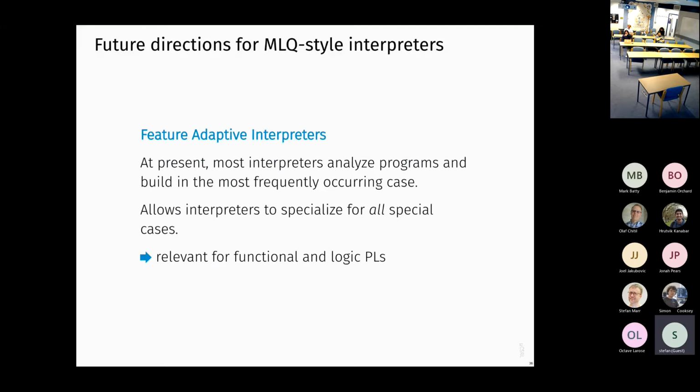Another thing that I always found interesting is that you can have feature adaptive interpreters. Most of the interpreters that are out there analyze their programs and optimize the most frequently occurring case, similar to a JIT compiler, where they say, okay, make the common case fast.